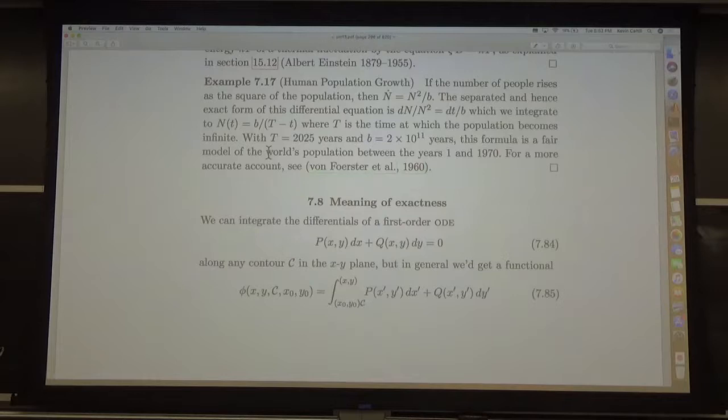In fact, the equation is only good from year 1 to 1970, and it works then if the constant b is 2 times 10 to the 11th years. Then actually this kind of fits the data.